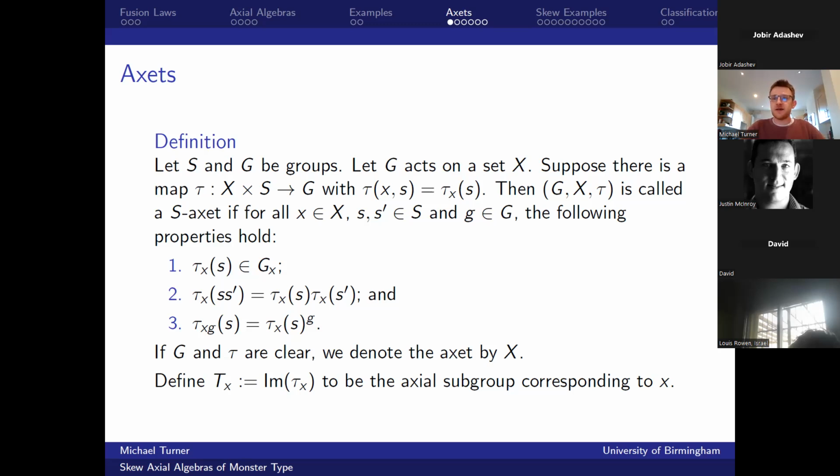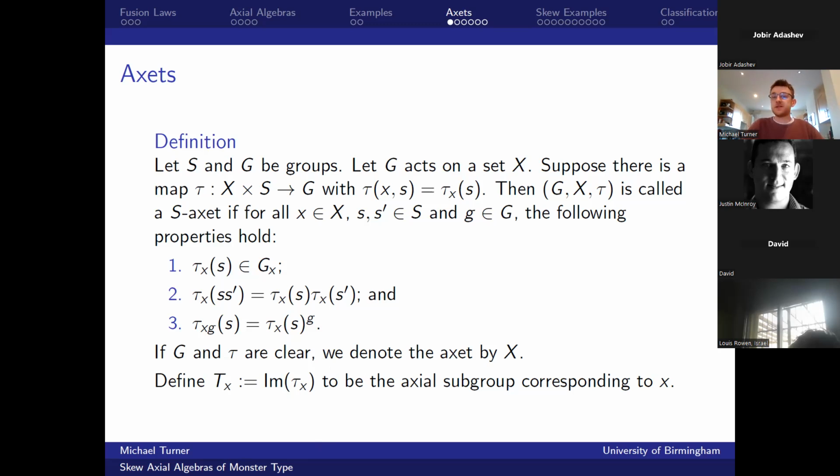So the first two tell us that for any x, our tau_x is going to be a group homomorphism from S to the stabilizer of x in G. And the third property tells us how the group action and conjugation interact with each other. So again, if we know what G and tau are, and it's quite clear what they're going to be, then we're going to denote this axet by just the set X. And also we're going to define T of X to be the image of all the tau_x maps. And this is called the axial subgroup corresponding to X.